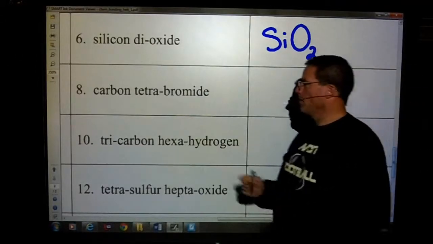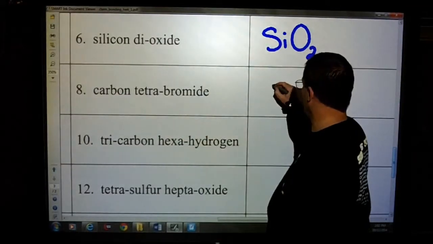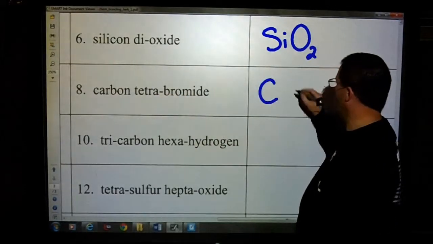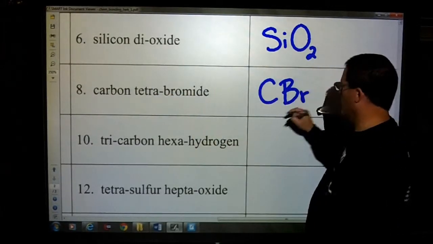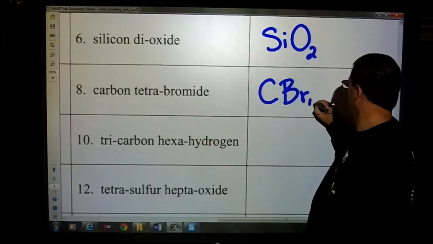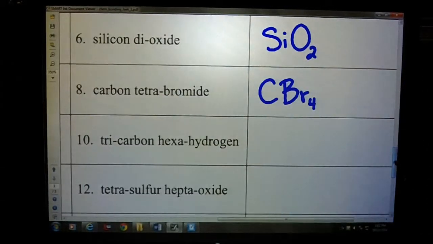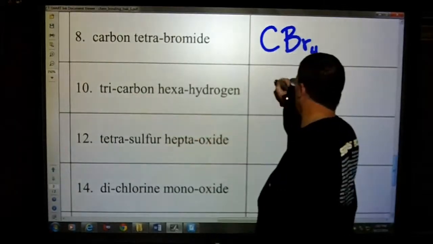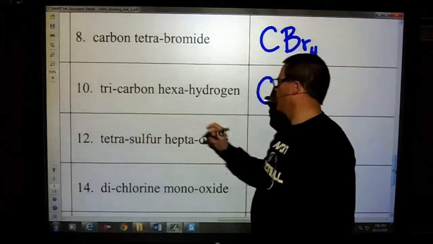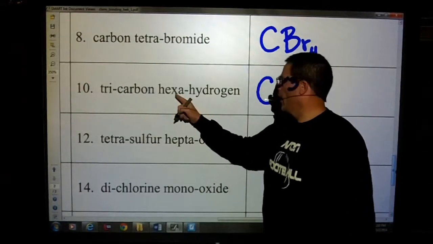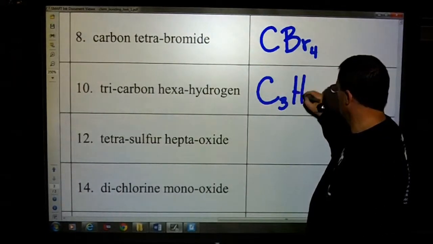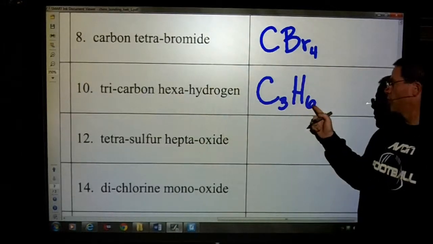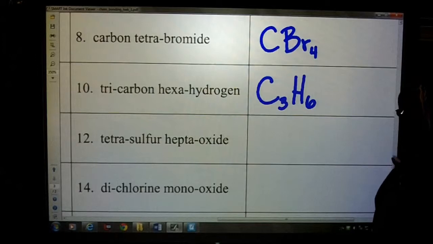Carbon tetrabromide. So no Greek prefix in front of the carbon, so just a C. We have 4 of these bromines because we have the tetra. So CBr4. Tricarbon, here we go. So we've got a carbon. It says that we have 3 of those. Hexahydrogen, so we have a hydrogen. And the hexa means that we have 6. Again, we are not simplifying these values here, so do not do that.